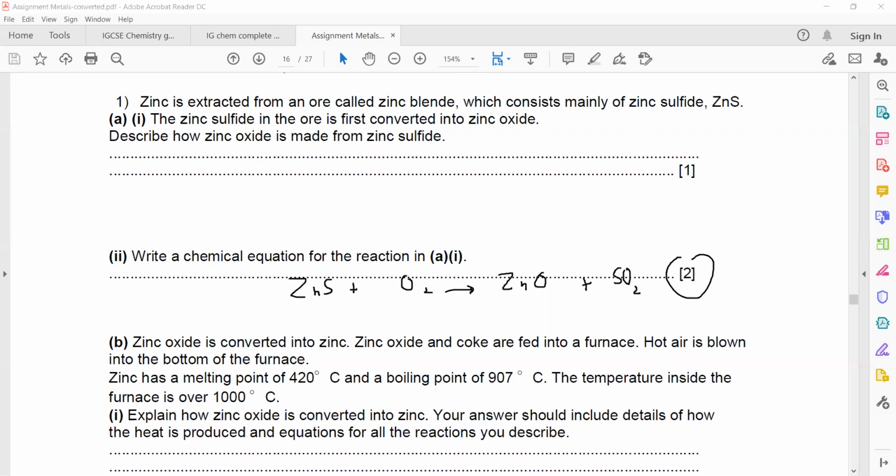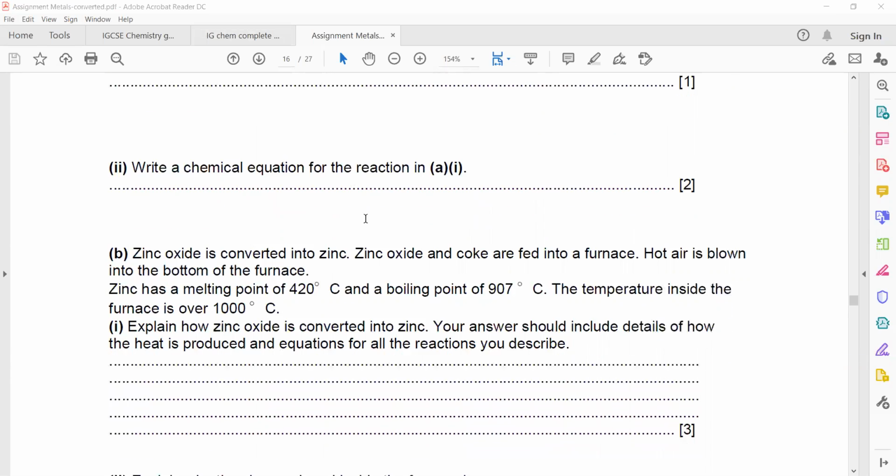So what is the balanced equation here? 2ZnS plus 3O2 gives 2ZnO plus 2SO2. So this was the balanced equation. Zinc sulfide reacts with oxygen to give zinc oxide plus sulfur dioxide. Then the last part, part B.